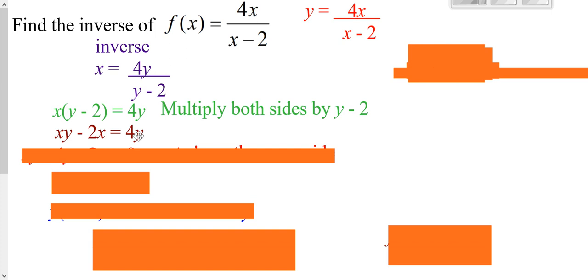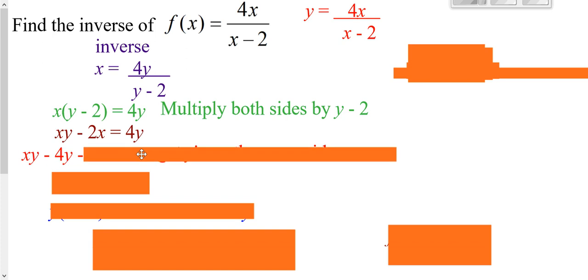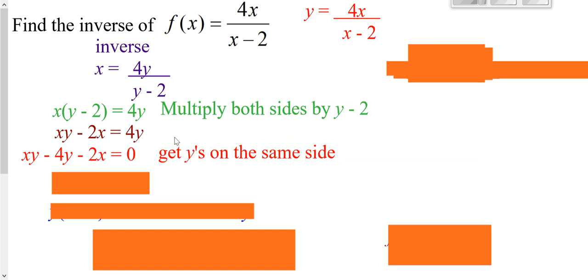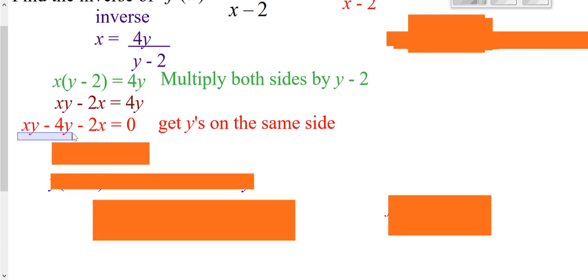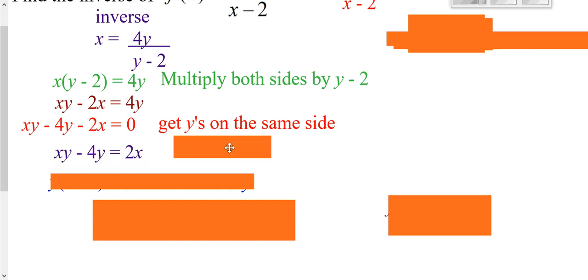Right now I have a y on the right side and a y on the left side. So I'm going to choose to take the 4y to the other side. So subtract 4y from both sides. Now I'm trying to solve it for y. Since I'm trying to solve it for y, I don't want this part that doesn't have y's on that side. So I'm going to add a 2x to the other side. I'm not able to go ahead and combine these together because they're not like terms.